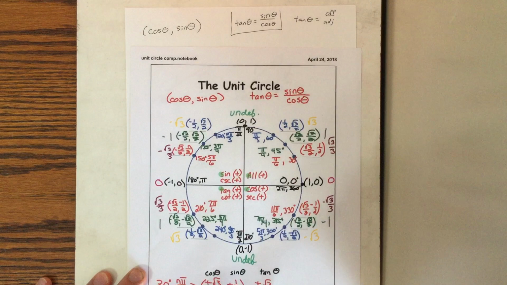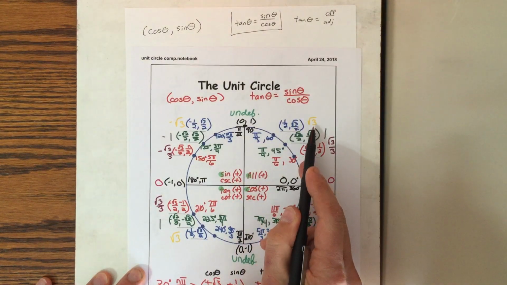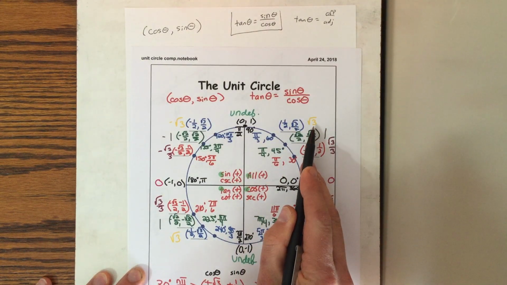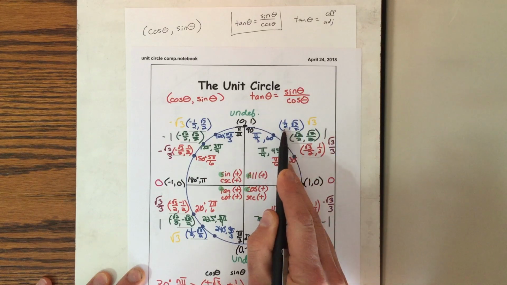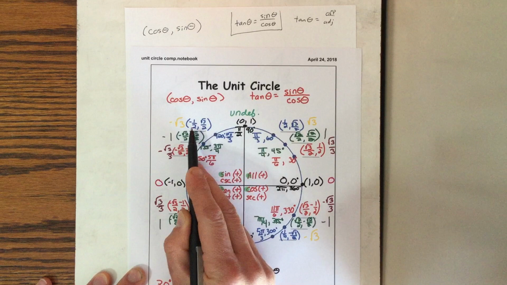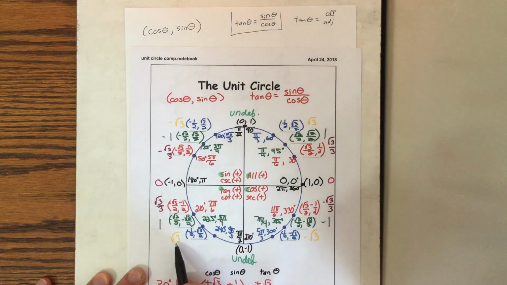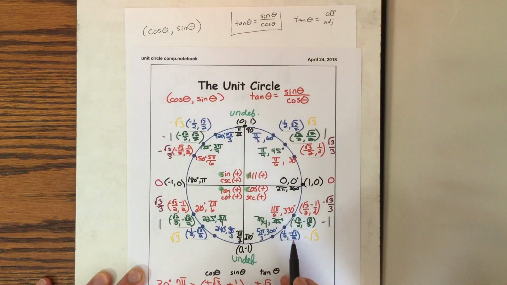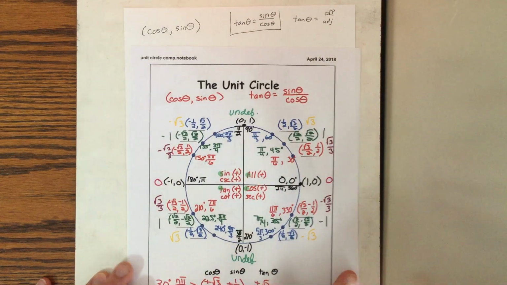So you look at your 60-degree reference angles, I have those in yellow. In quadrant 1, positive root 3, positive over positive. Again, negative here because you have a positive divided by a negative. Positive down here because it's a negative over a negative. And negative here because it's a negative divided by a positive.